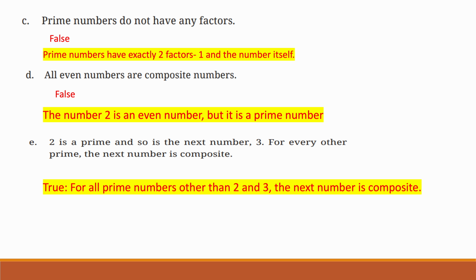This statement is true. For all prime numbers other than 2 and 3, the next number is composite. For example, prime number 5. The next number is 6. It is a composite number. Prime number 11. The next number is 12. It is a composite number.